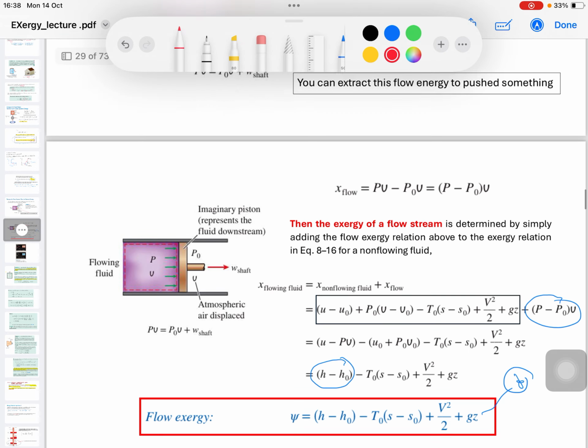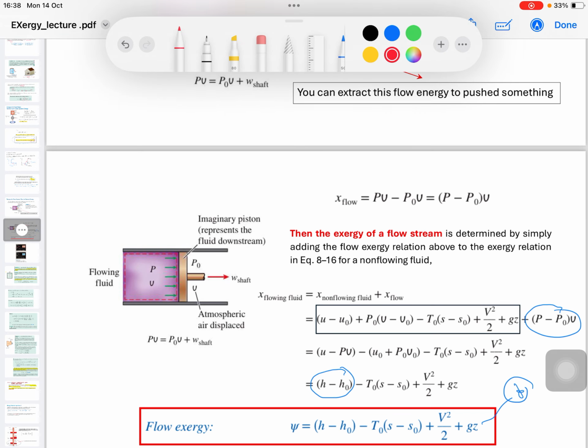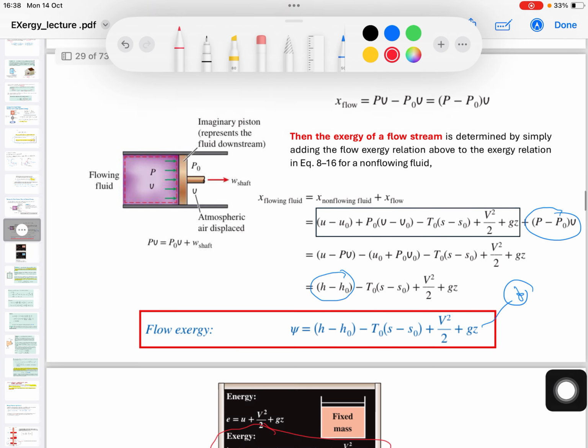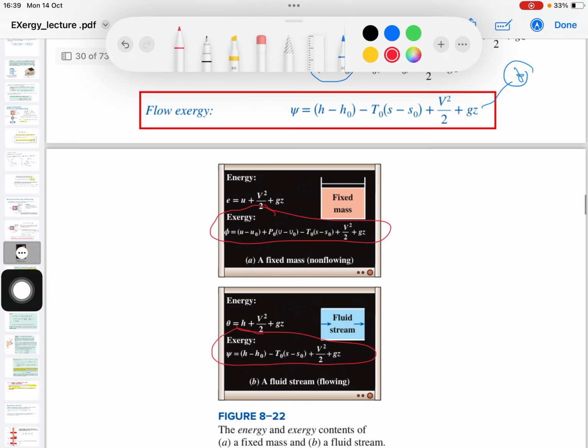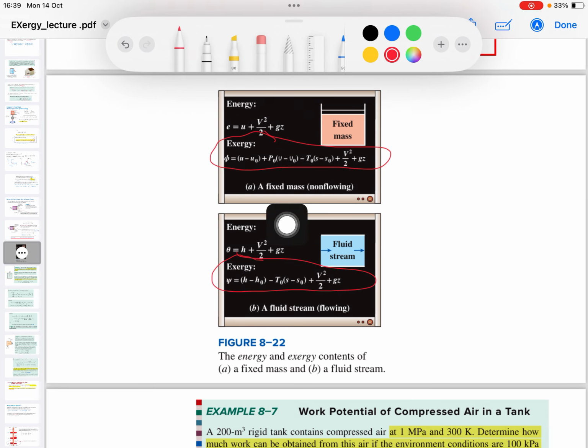So the exergy equation would be similar to the closed system, except that you have to add the flow work term. So this is the exergy equation of the closed system or non-flowing fluid, and you add the flow work here on the right side. And finally, you can rearrange PV and U to have H here. So the flow exergy can be written by this equation. So you have these two important equations.